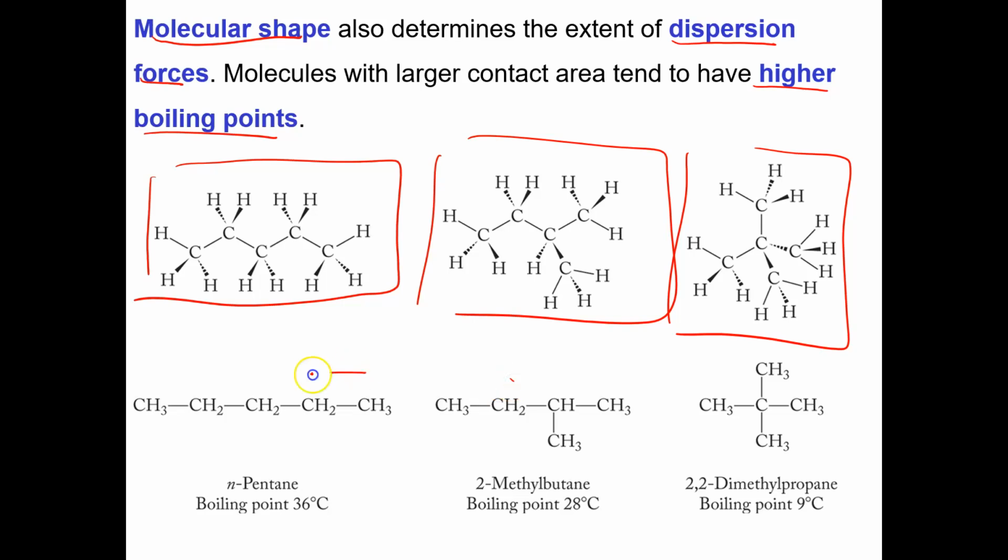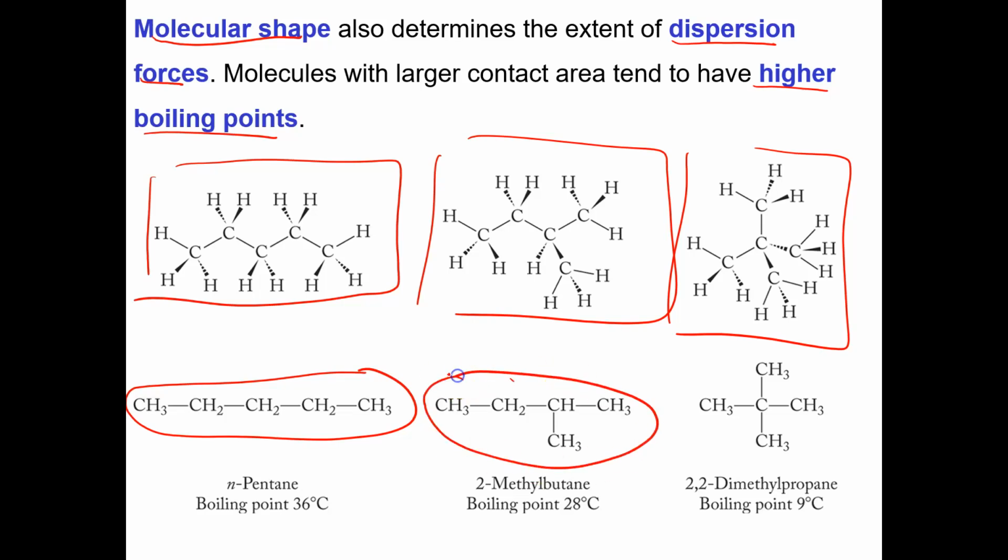In this case, we have no branching of the chain, and it has relatively high surface area. In this case, we have one branch on the chain, and in this case, we've made the surface area as small as possible by maximizing the branching on the chain. And so what we see is that when we have large surface area, the boiling point is quite high, and when we have minimal surface area, the boiling point is quite low.